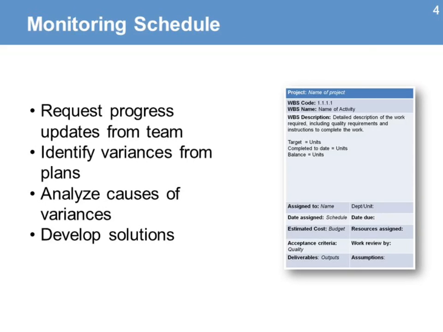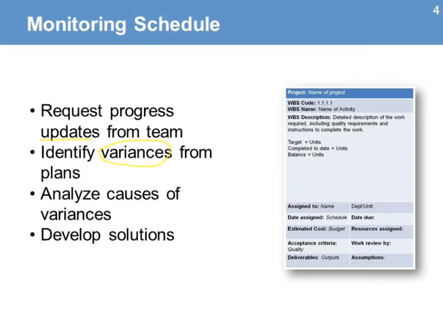What the project manager does during this phase is to request progress status from team members on each activity they are responsible to complete. The team, based on the activity report, will update information on when an activity actually started and when it actually ended. With that information, the project manager will update the master schedule and identify any variances from the plans.